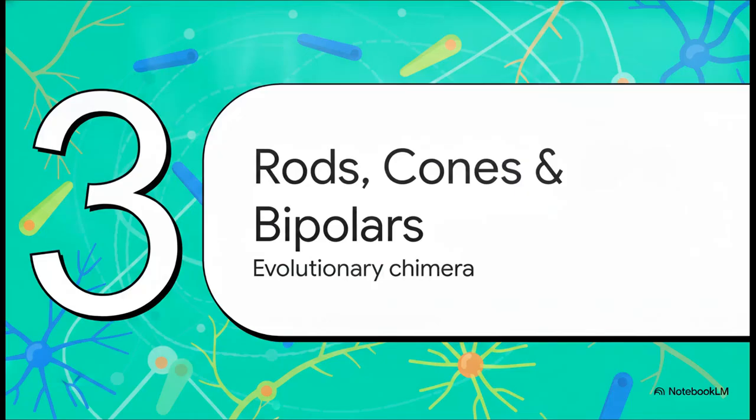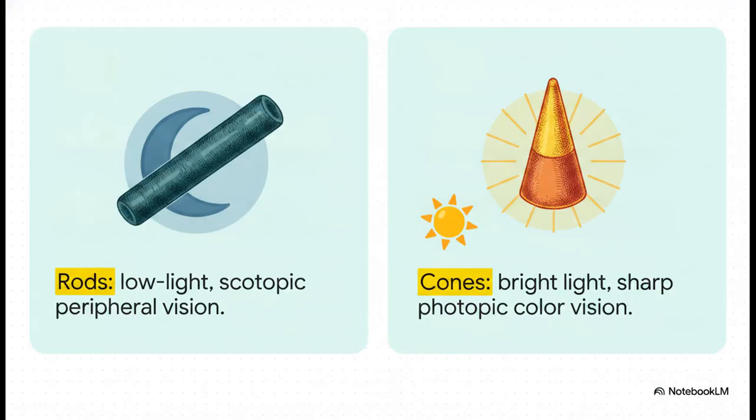Which brings us to Section 3, rods, cones, and bipolars, the true evolutionary chimera. So we really need to zoom in on specific cells here, because this is where the mashup gets wild. In the second layer, the photoreceptor layer, we have our modern ciliary cells, rods and cones. Rods are the ones handling our low-light, scotopic peripheral vision. Cones, on the other hand, demand bright light to deliver that sharp, photopic color vision directly to the macula.